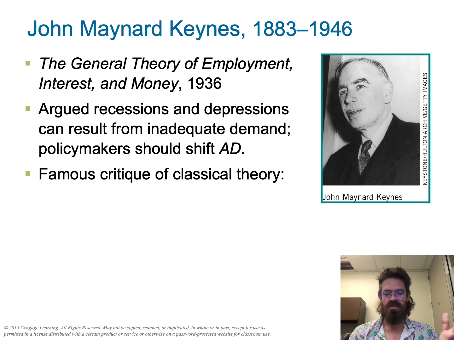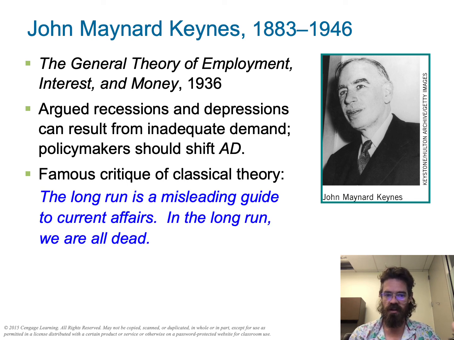Basically, he was critiquing the classical theory, which said that the government doesn't need to do anything. The economy just fixes itself. Don't worry about it, right? That was the classical theory idea. But he had a very famous critique of it. He said that the long run is a misleading guide to current affairs because, after all, in the long run, we're all dead, which is a pretty funny critique.